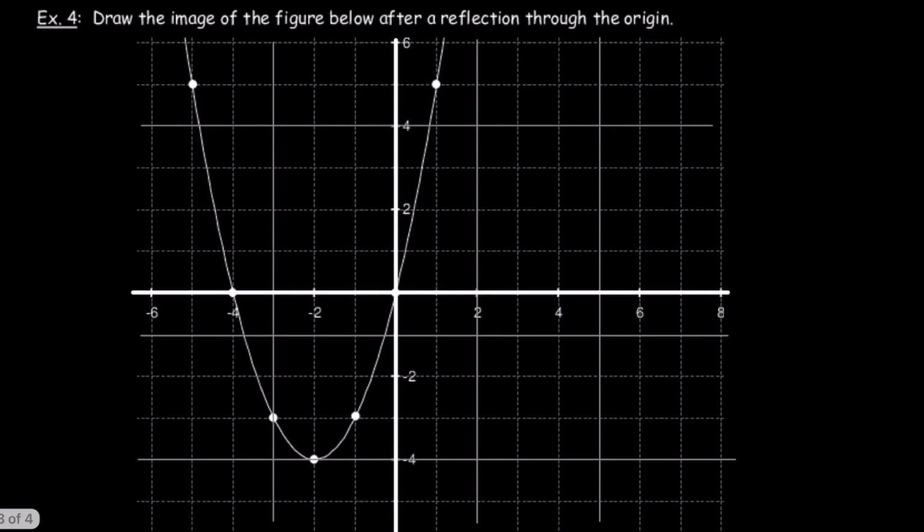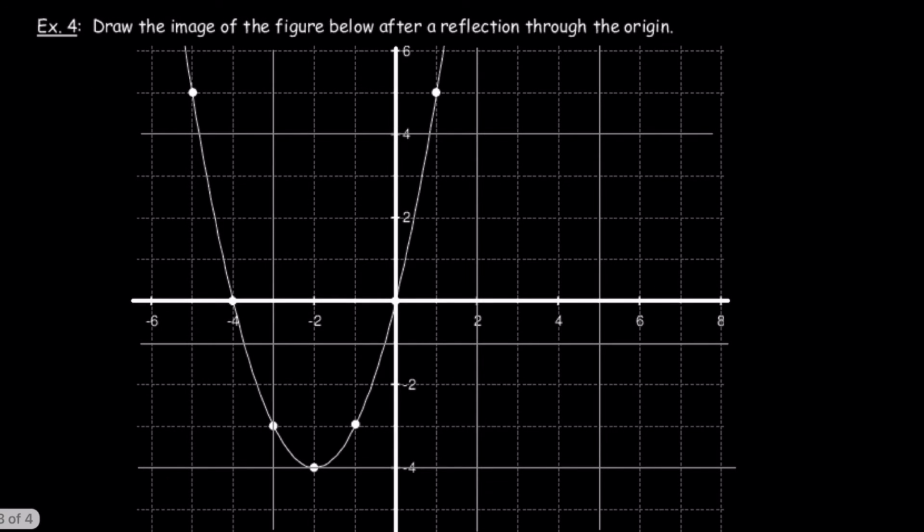Okay, now we get to a parabola. Now we don't have to sketch the parabola, but we're given the parabola and we need to draw the image of this figure after reflection through the origin. So the nice thing about this is I don't have to worry about reflecting all of these points in between, all right, because they'll kind of take care of themselves. What I want to focus on are the nice integer coordinates.